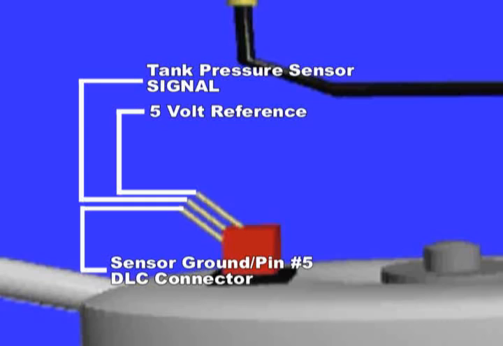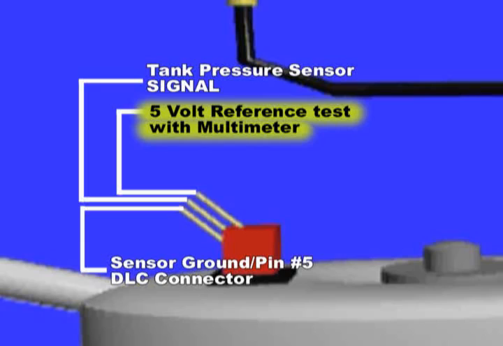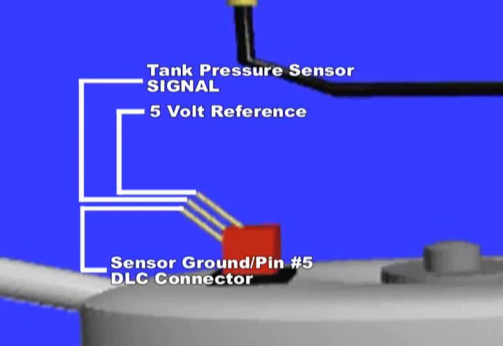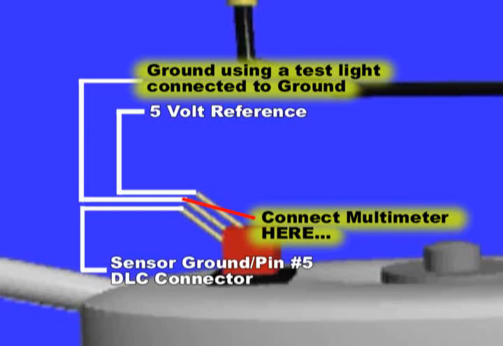To test the fuel tank pressure sensor, turn on the ignition key and using a multimeter, test the 5-volt reference. If no 5 volts, either the wire is broken or the ACM is defective. Then, using a test light connected to power, probe the sensor ground. This ground is also provided by the ECM. So, if missing, then the wire is broken or the ACM is faulty. Finally, to test the signal wire, connect a test light to ground and momentarily touch the signal wire. Then, have a multimeter connected to the ACM side and watch for a changing voltage.